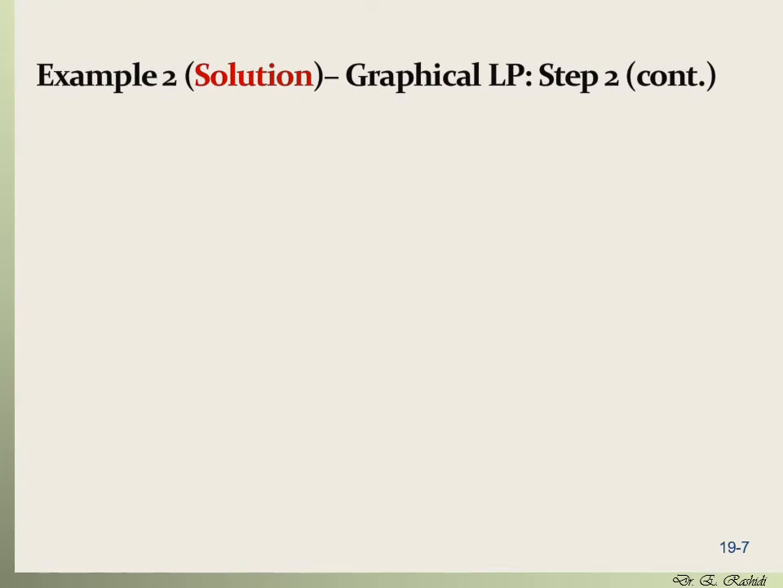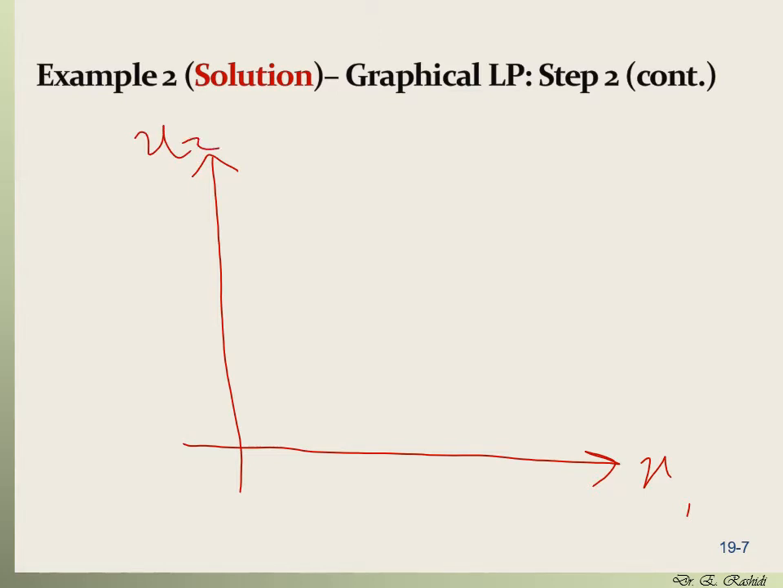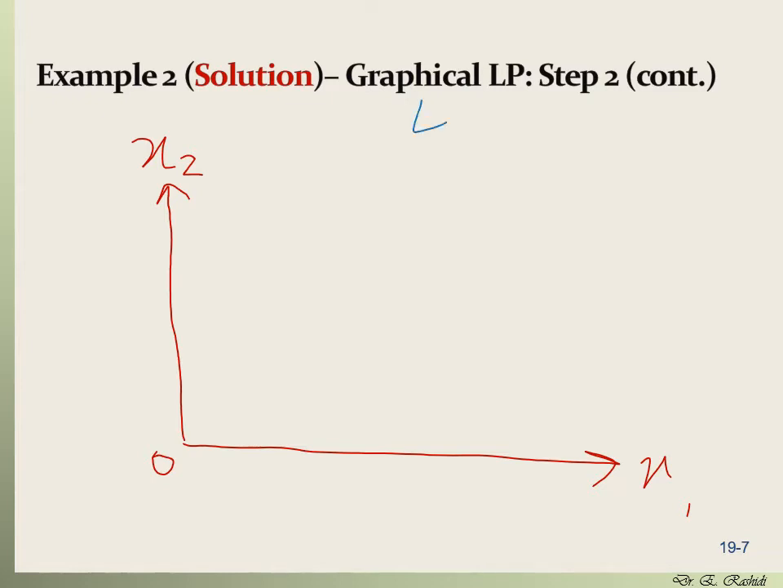So we are going to add another constraint to our plot here. So we had x1 and x2. I'm going to plot it again here: x1 here, x2 here, and this is the 0 point. The first constraint is for the assembly requirement or limited resources, and that's 4x1 plus 10x2 should be less than or equal to 100.